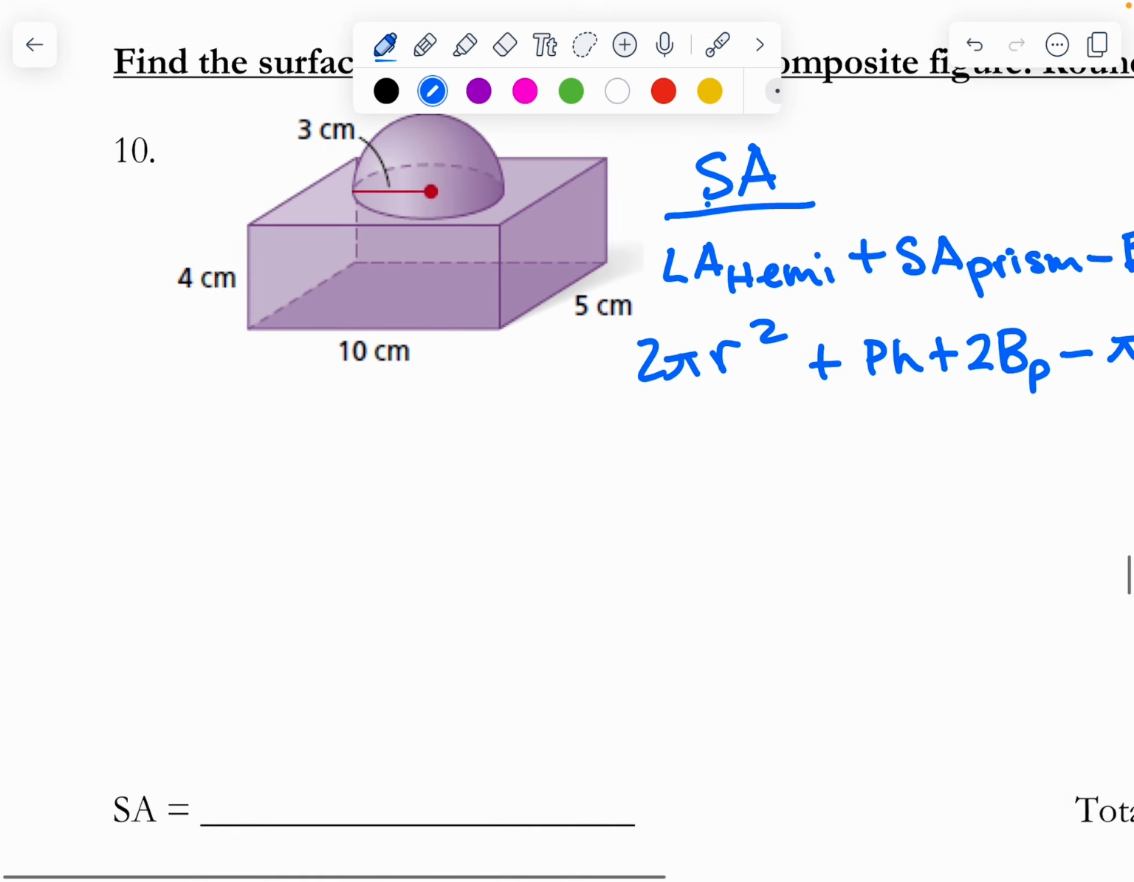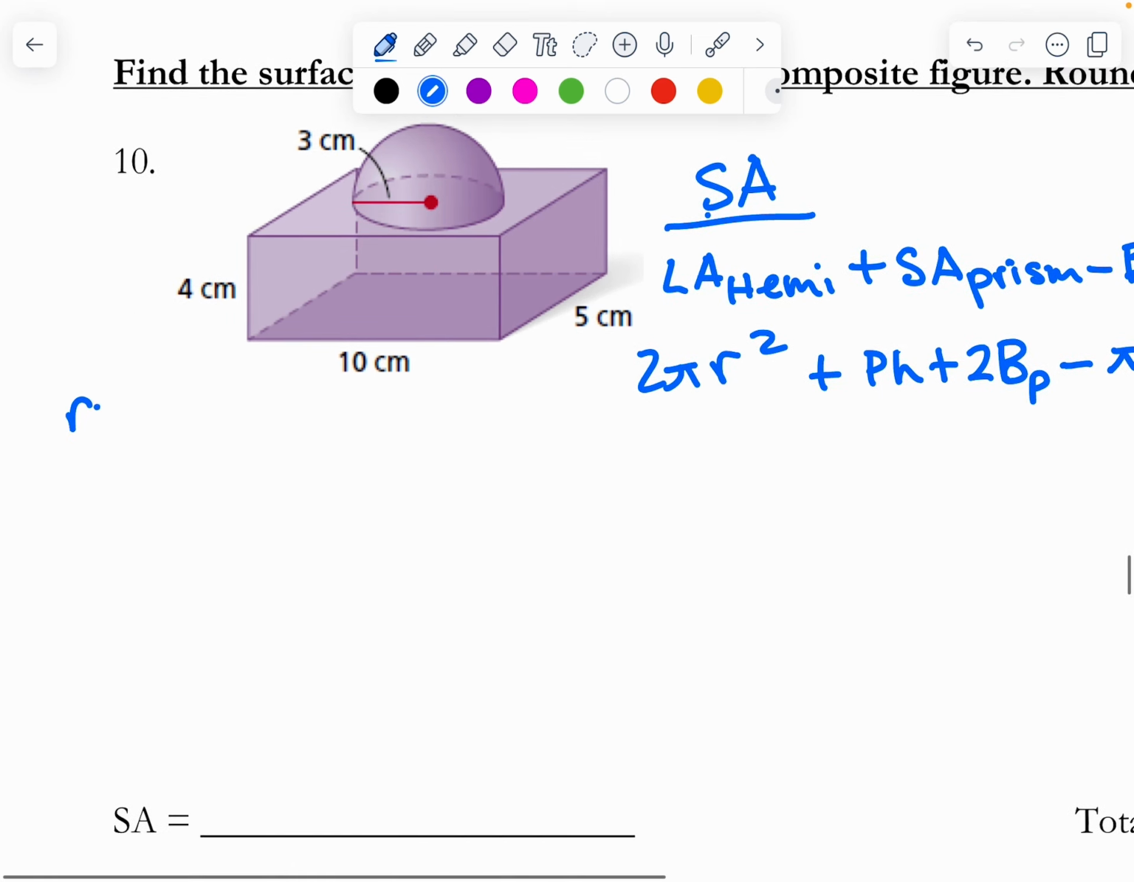So it looks like we're going to have to find a few things. First, we need to find r. r is 3. Perimeter is going to be, again, this is a rectangular prism, so it's 10, 10, 5, 5. So 10 plus 10 is 20 plus 5 is 30. And then the height here, we're just going to say that that's 4.